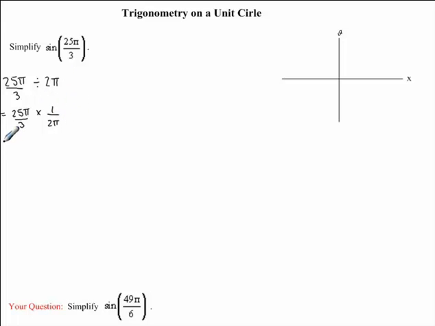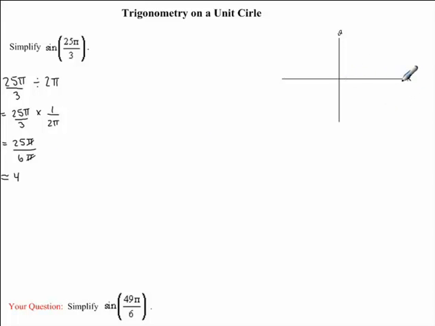Multiplying fractions, we're just going to multiply across. 25 pi times 1 is 25 pi, all over 3 times 2 pi, which is 6 pi. Now our pi's divide out to 1, so we're left with 25 over 6. And we know that 25 divided by 6 is approximately 4. So we know that there's 4 complete circles that are going to have to be drawn on our quadrant plane here.